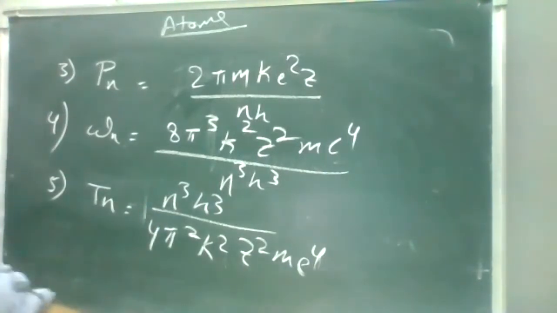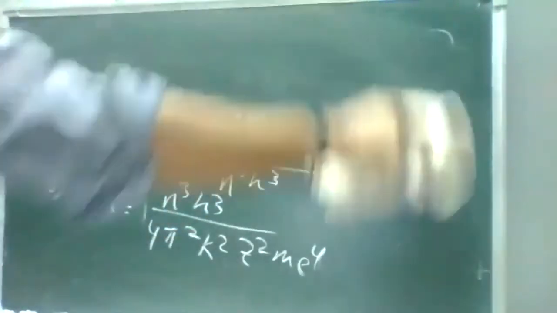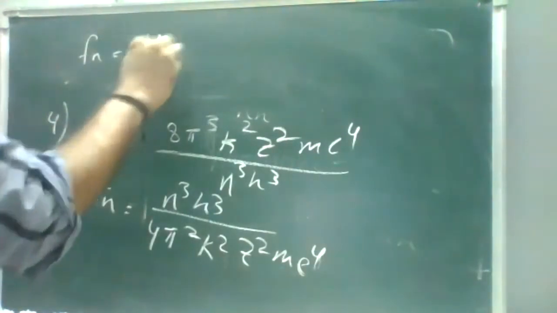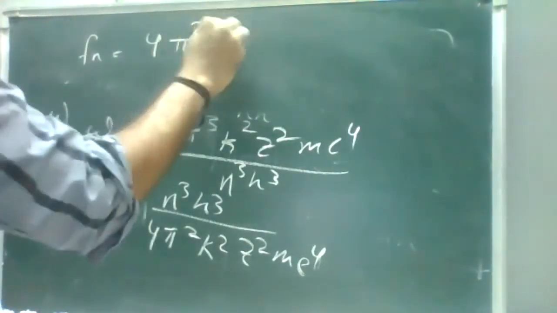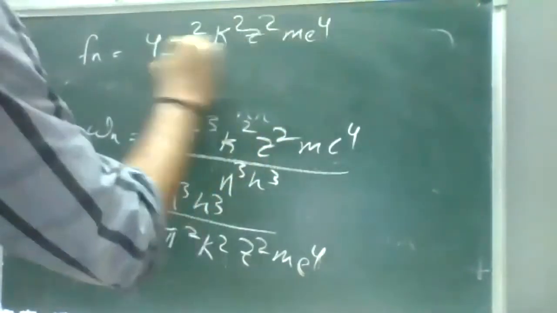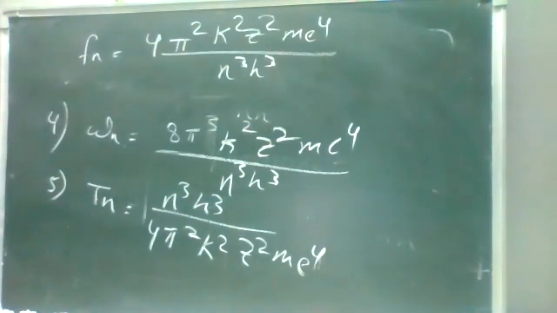Next one, frequency. So frequency Fn is equal to the reverse of time period: 4 pi square k square z square m e power 4 by n cube h cube. It is your frequency.